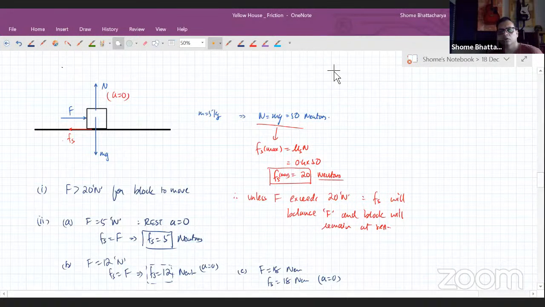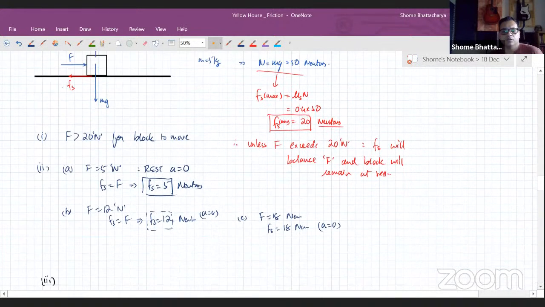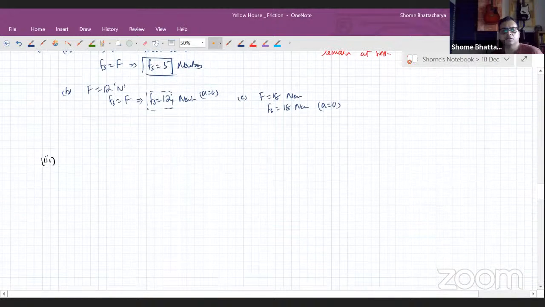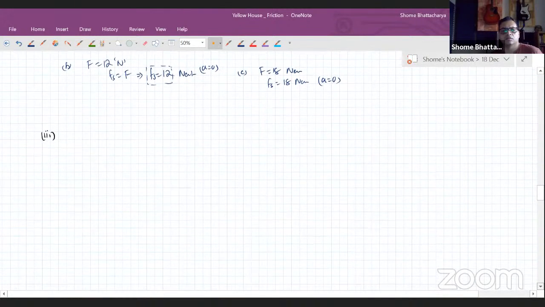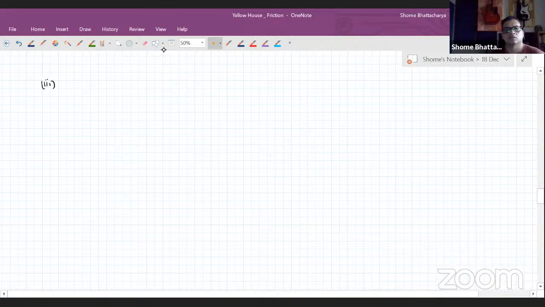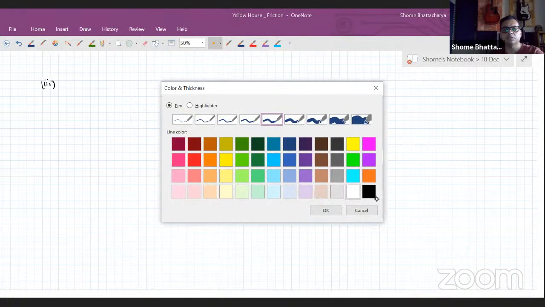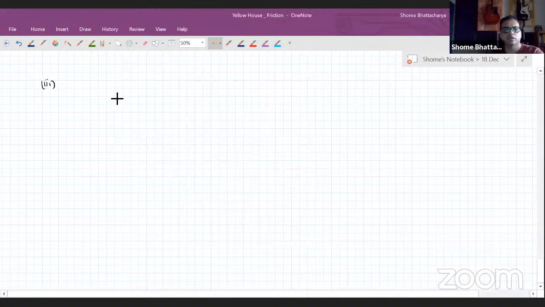Okay, very good. Now before we come to the situation of kinetic friction, let's see another thing that can happen. So in the third part, if I'm now doing this, the same block lying on the same surface, so same coefficient of friction and all that.